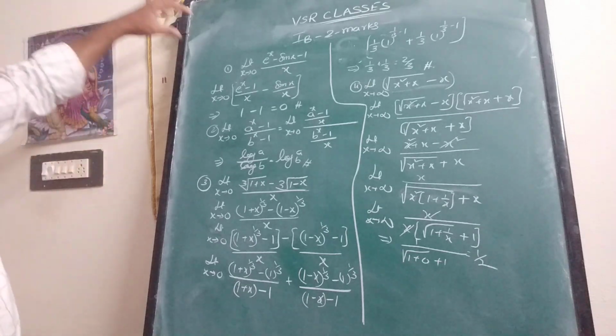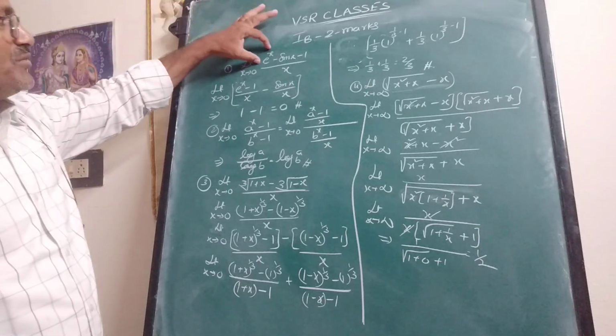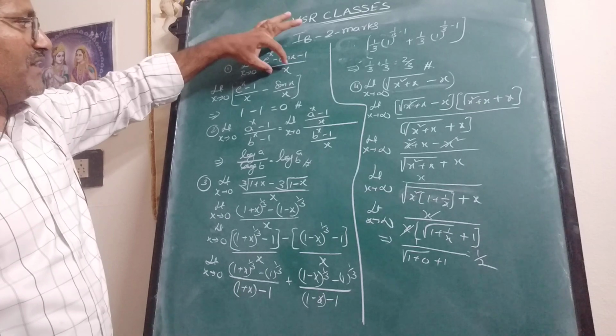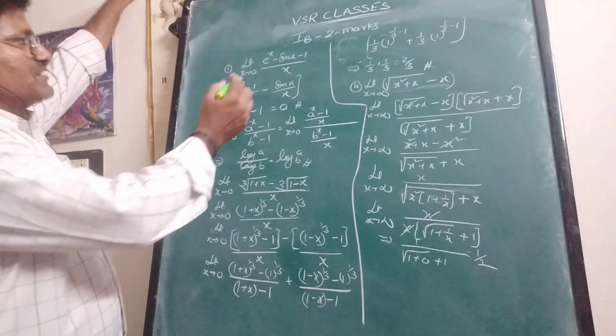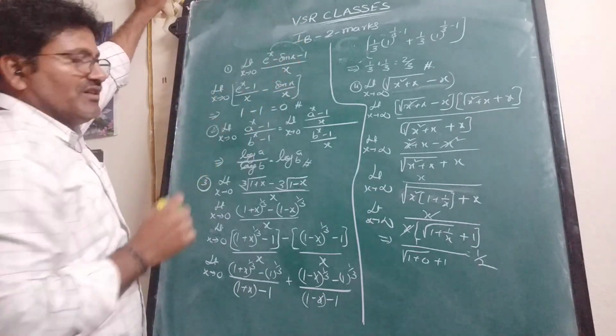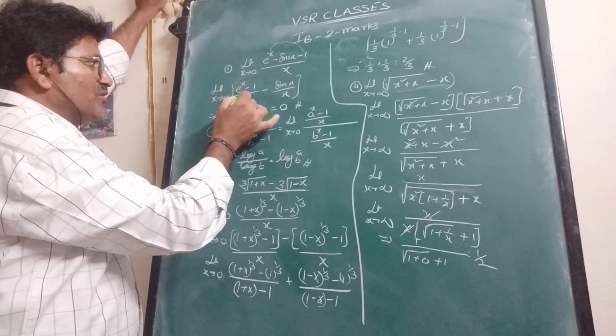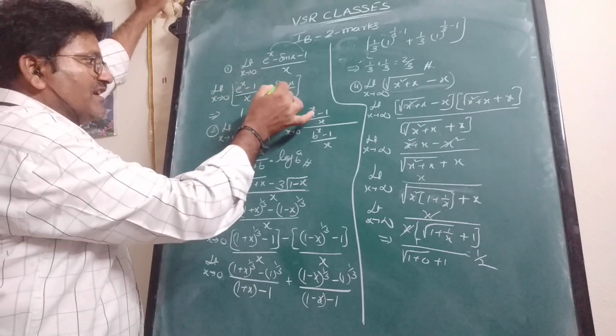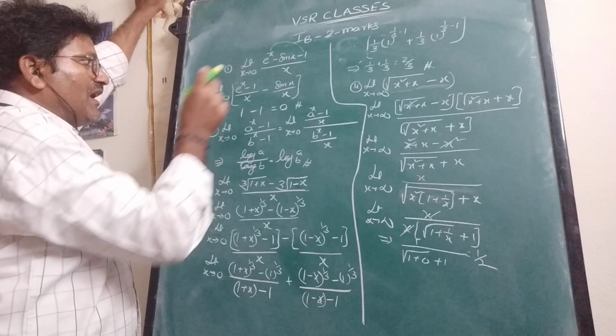Listen children, first one: limit x tends to 0, (e^x - sin x - 1) divided by x. Now I will make a separation of e^x and minus 1. I take (e^x - 1)/x minus (sin x)/x. Why? Because we have the formula like this.